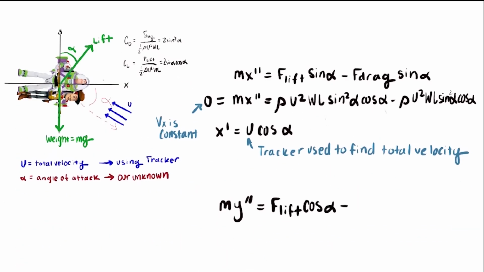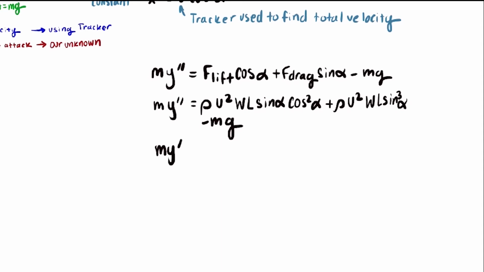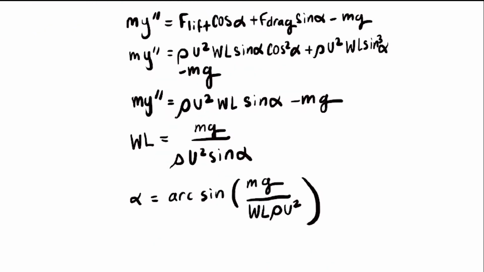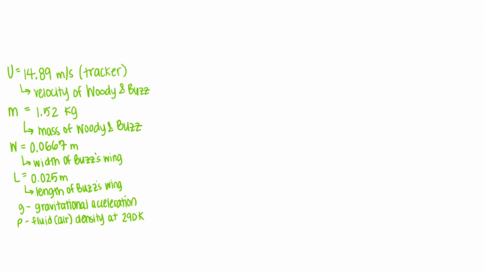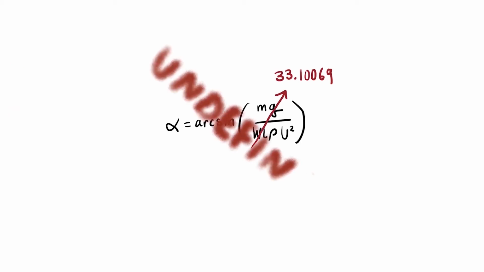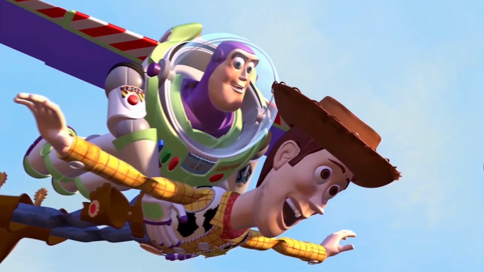Next, we perform a force balance in the vertical direction. We first assume that the net vertical force, which we denote as m times y double prime, is 0. After a bit of algebra, we are left with an equation that lets us solve for the angle of attack necessary for Buzz and Woody to glide. Once we plug in all the other parameters, we get that alpha is undefined. There is no angle of attack that would allow Buzz and Woody to glide.